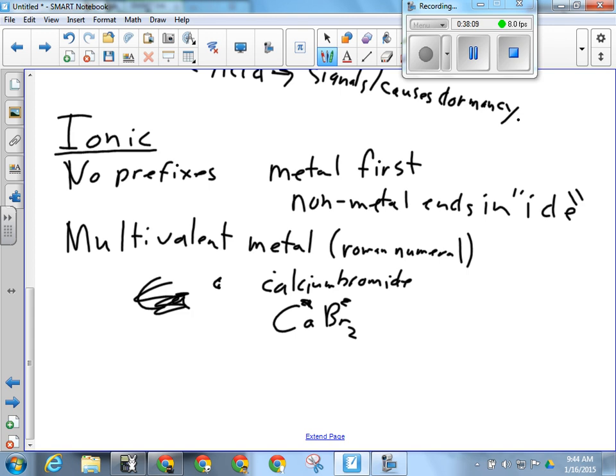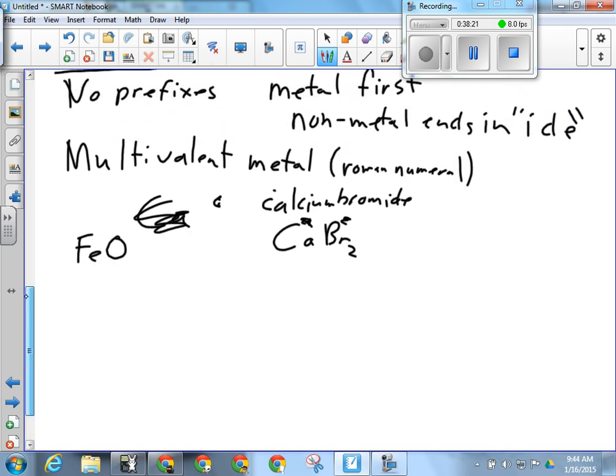The naming part: if I was given this and I had to name it, I name the metal first. So it's going to be iron, and then I name the non-metal, and it ends in ide. Then I check if this is a multivalent metal, and it is. So I have to check which Roman numeral I need to put here. Well, oxygen's always minus 2, so that makes this iron a positive 2, because compounds always have to come out to a charge of 0. So I would put a little Roman numeral 2 beside the iron. Yes, you should put brackets around the Roman numeral. Is that making sense? Now, what if I have instead something like this?